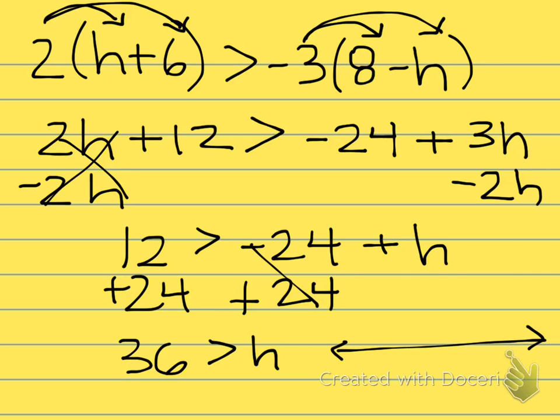And I don't need to do any flipping of symbols because I didn't multiply or divide by a negative at any point. So I would put an open circle at 36 since I'm not including it, and it's to the left because it reads as h is less than 36.